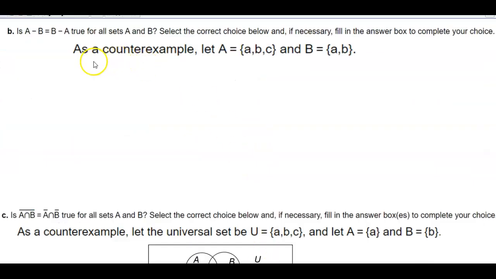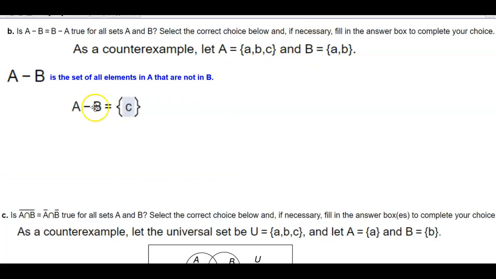So first we're going to write this out as a counterexample. We're going to let set A equal {a, b, c}, and we're going to let set B equal {a, b}. Now let's first take a look at the first side of the equal sign. The set difference of A to B is the set of all elements that are in A that are not in B. So if you look at set A and set B, the one element that's in A that is not in B is c. So we would say that the set difference from A to B is {c}.